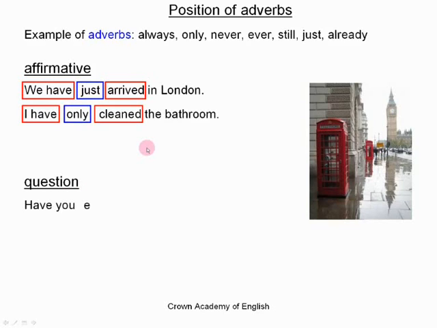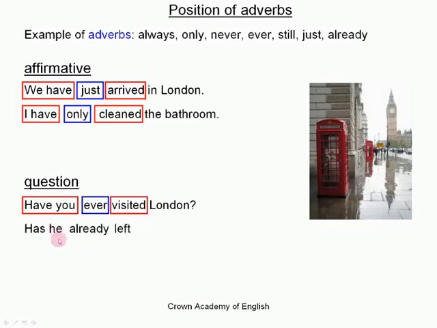Question form: have you ever visited London? So the present perfect and the adverb. Has he already left the office? And so the adverb, again, goes between the past participle and the question form of the auxiliary verb have. So after the subject, in fact. Okay?